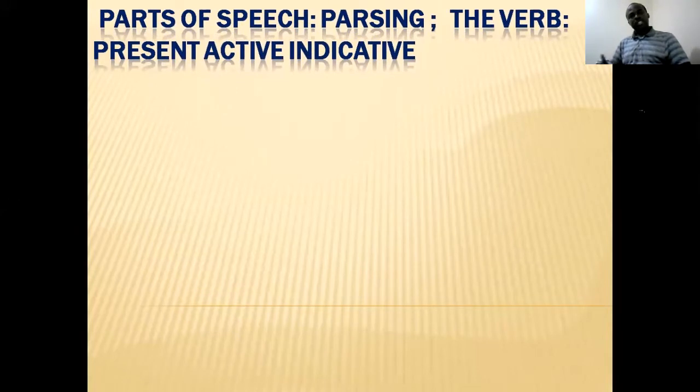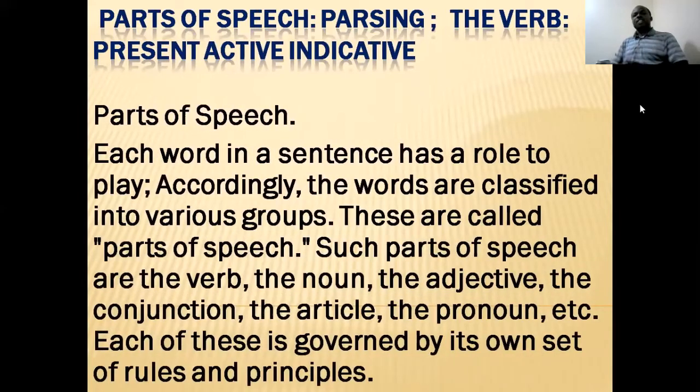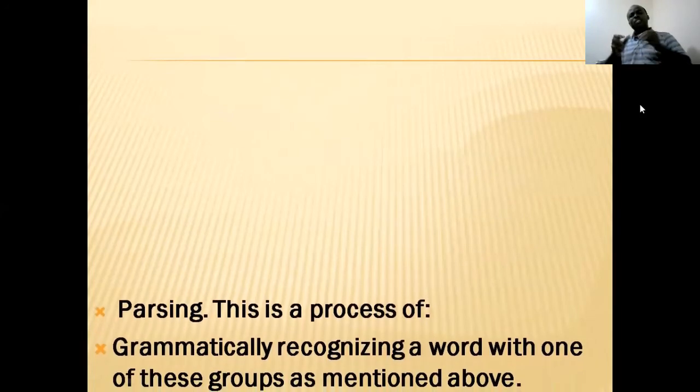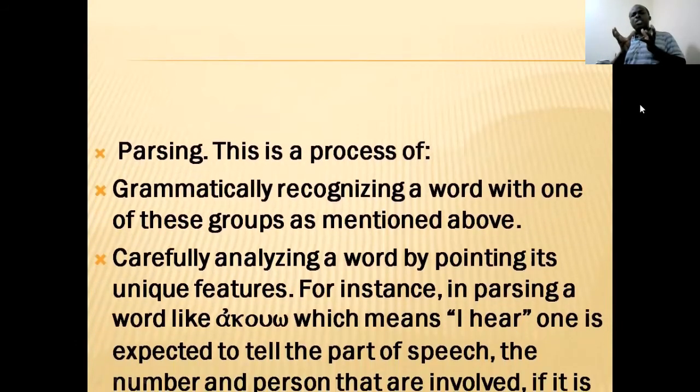Parts of speech, parsing the verb, present active indicative. Each word in a sentence has a role to play accordingly. The words are classified into various groups. These groups are called parts of speech. Such parts of speech are the verb, the noun, the adjective, the conjunction, the article, the pronoun, etc. Each of these is governed by its own set of rules and principles. Parsing, this is a process of grammatically recognizing a word with one of these groups as mentioned above. And secondly, carefully analyzing a word by pointing out its unique features.